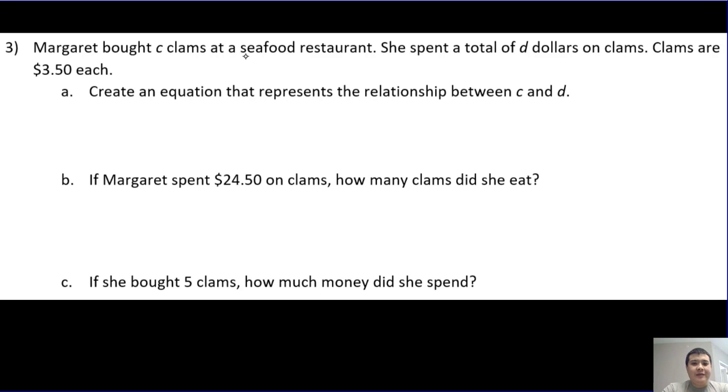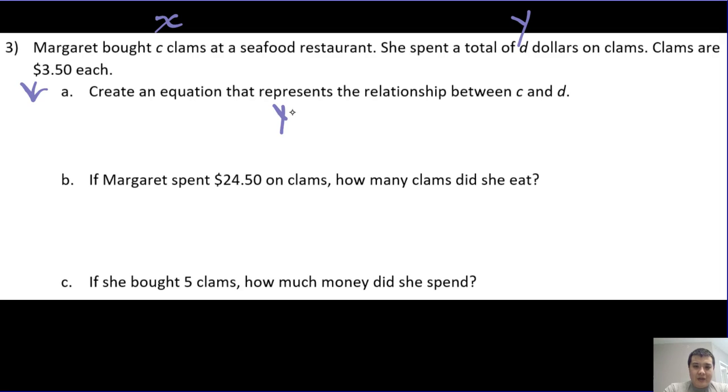Margaret bought C clams at a seafood restaurant. She spent a total of $D on clams, and clams are $3.50 each. It says create an equation that represents the relationship between C and D. So we, again, control how many clams we buy. So that is our X. Our unit rate is going to be $3.50. And the total amount spent is our Y because that depends on how many clams we buy.